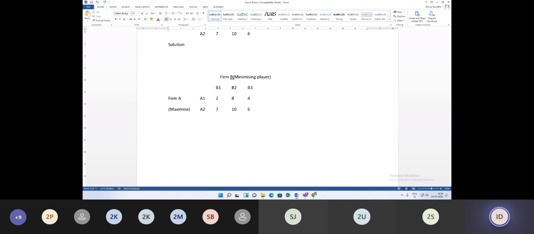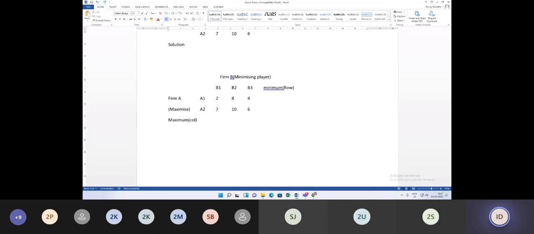So I can write here, for understanding, row minimum. And here we have to find out the maximum from the column, because player A is maximizing. Maximize from column. Now we'll work out row wise.